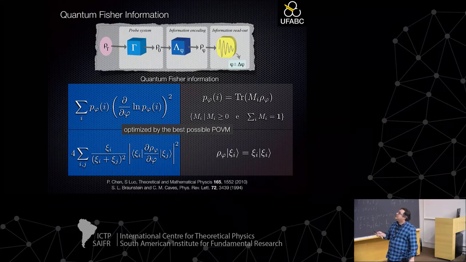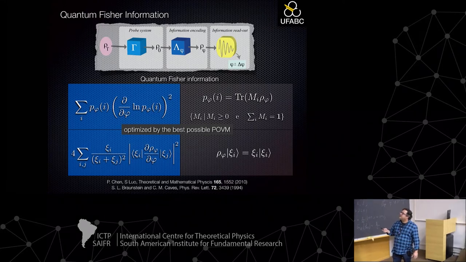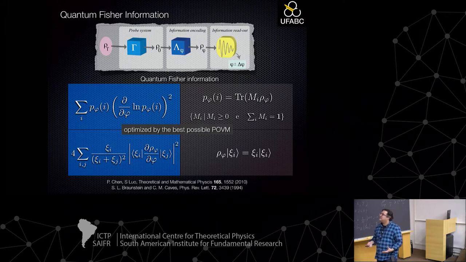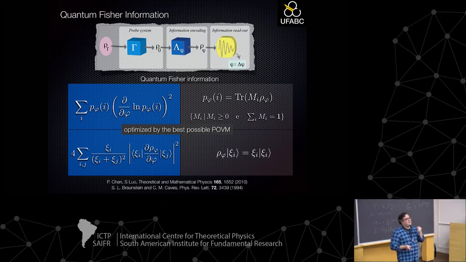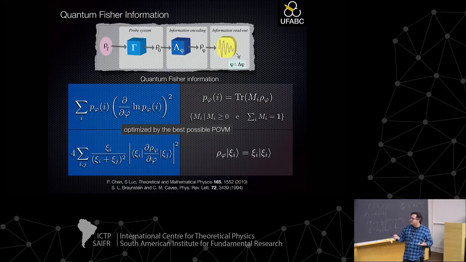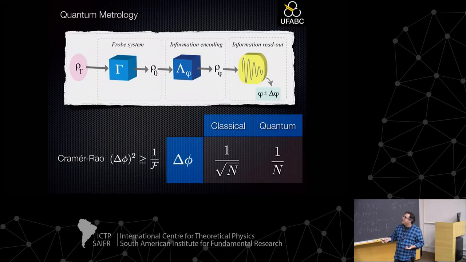And the quantum Fisher information is given by an expression like this one. And these probabilities to get the value of phi should be optimized over the best possible POVM measurement. So it's not an easy task to compute this Fisher information in a general scenario where we have noise and decoherence or things like that. For pure states and unitary evolutions, we have a closed formula. Having a good Fisher information does not mean that your metrological protocol will reach this bound, because you have to choose correctly your strategy, your probe, and how the probe interacts with the system that you want to measure, right?